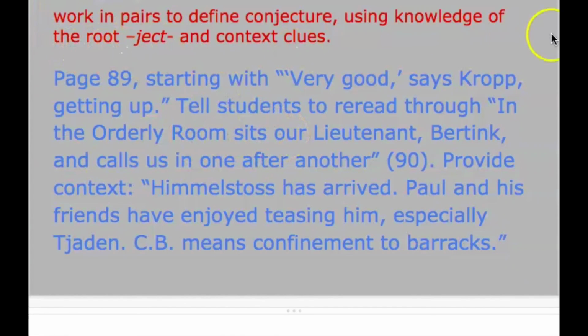So using your knowledge of what ject means, I want you to look at page 89, starting with "Very good," says Kropp getting up, and read through to "the orderly room sits our Lieutenant Bertink and calls us in one by one" on page 90. Himmelstoss has arrived, and Paul and his friends have enjoyed teasing him, especially Yaden. CB means confinement to barracks. So this is some background information that you need in order to understand pages 89 through 90.